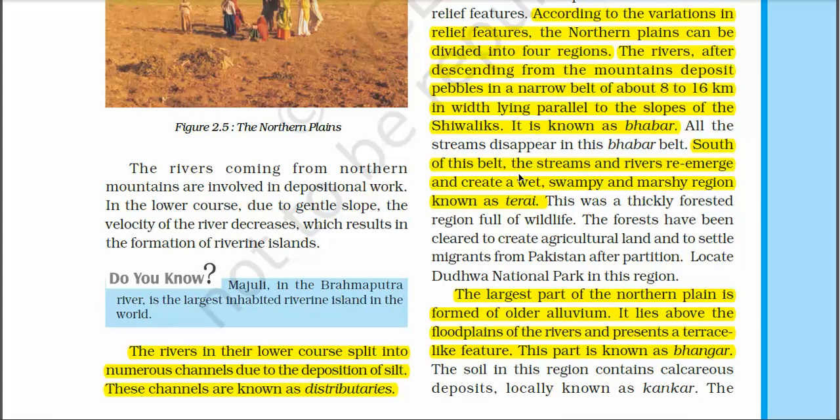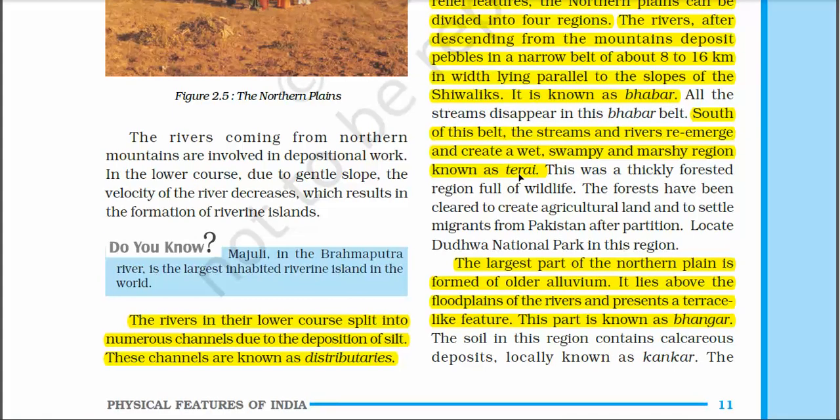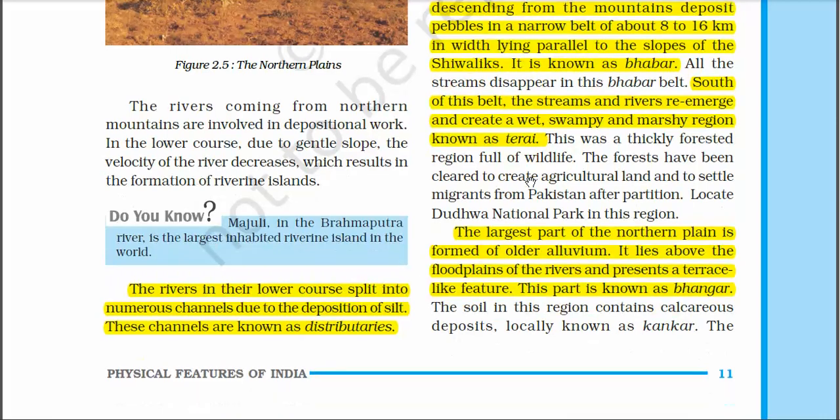The rivers, after descending from the mountains, deposit pebbles in a narrow belt of about 8 to 16 km in width, lying parallel to the slopes of the Shivaliks. It is known as Bhabar. All the streams disappear in this Bhabar belt. South of this belt, the streams and rivers re-emerge and create a wet, swampy and marshy region known as Terai.